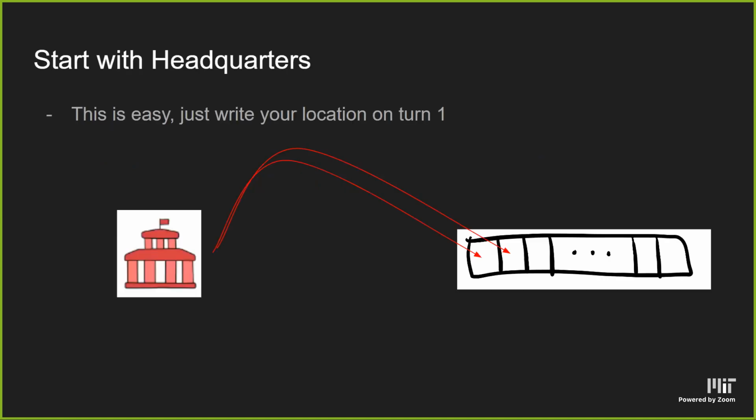Okay, so let's start by talking about headquarters. This is easy. Let's just write our own location on turn 1. And important to note is that headquarters can always write their own location, since you have to be within a certain distance of a headquarter in order to write. But headquarters naturally are next to themselves, right? So this is a pretty easy first step, but let's do it.